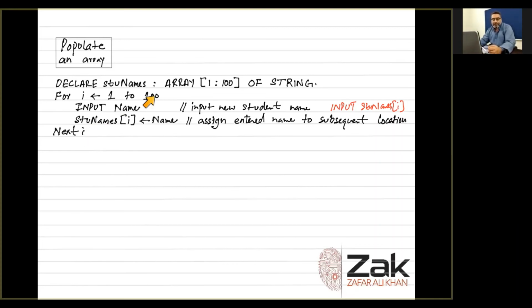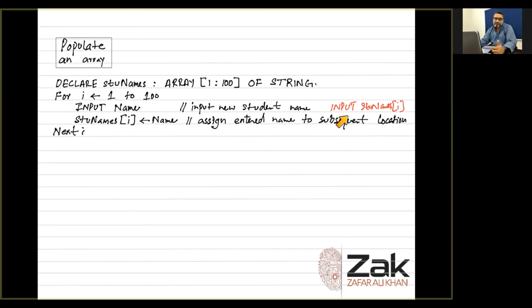Now, instead of taking a value in the name and then assigning that name to the subsequent array location, we can take it directly in the array's location, the array's index or element. Meaning instead of these two lines, I might have put input student names I, but somehow I see in past papers, it is preferred to take input in a variable and then place it in the subsequent array element. But the thing is, it is also possible.